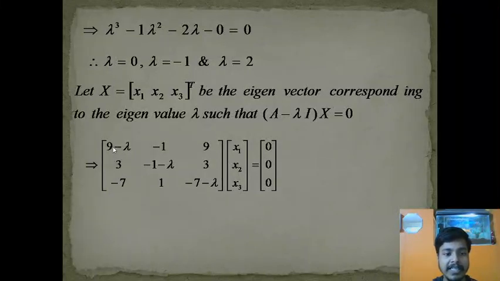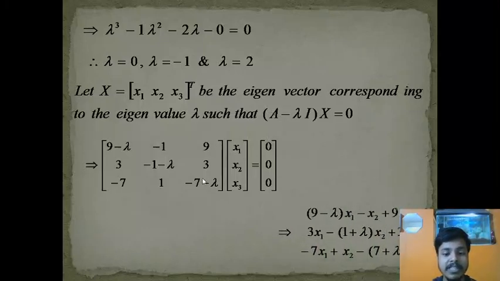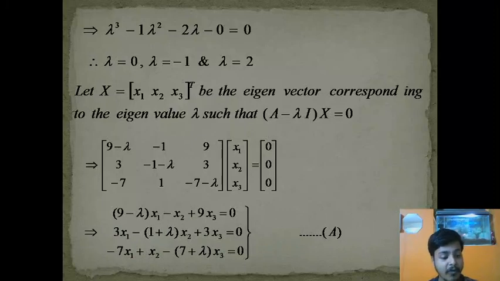So what will we be getting? 9 minus lambda times x1 minus x2 plus 9 x3. Similarly 3 times x1 minus, you can take common, minus of 1 plus lambda times x2, 3x3, and likewise. When you solve this, you'll be getting a system of 3 equations. Now what is our objective? Our objective is to get the eigenvectors for the eigenvalues lambda equal to 0, minus 1 and 2.